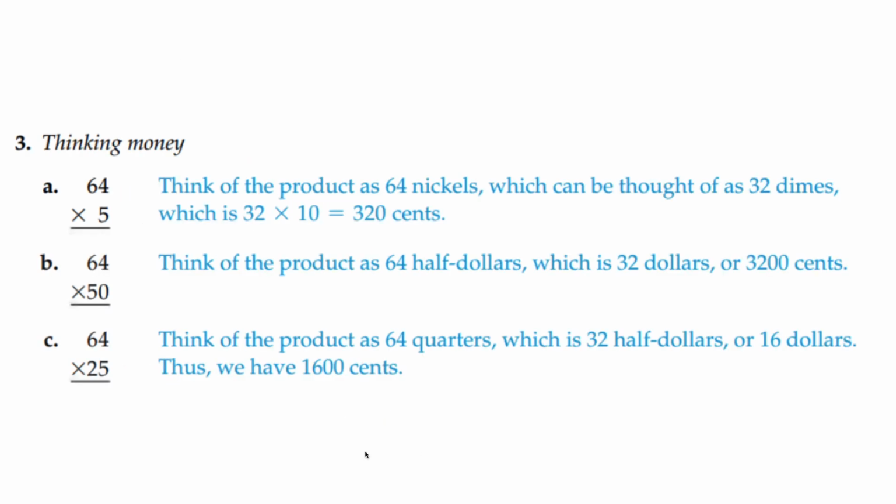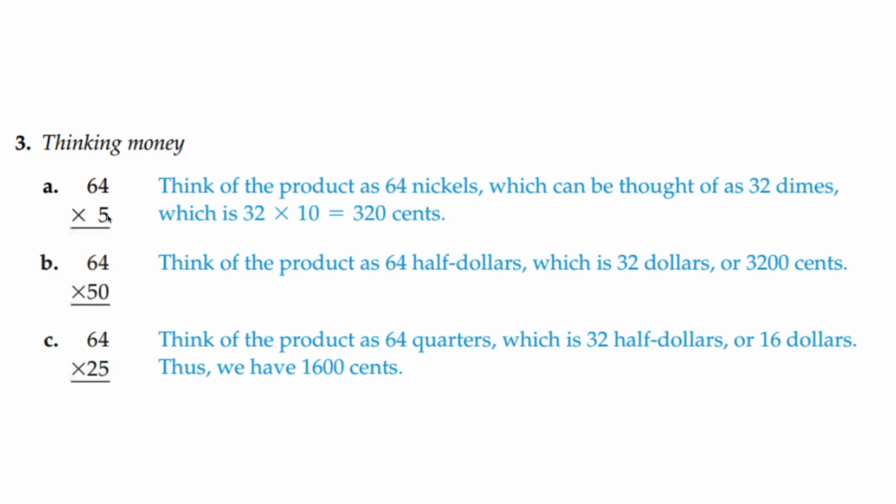And also you can always think about the money, because we are so used to using money. So when you're multiplying 64 times 5, that's 5 cents you can think about, right? So 5 cents is what? Nickel. So what is 64 nickels? How much does that cost? How much is it? 64 times 5. 64 nickels.